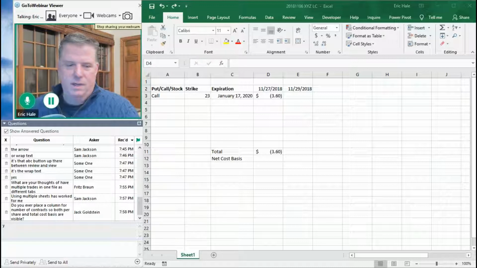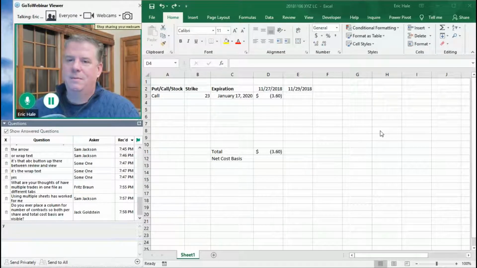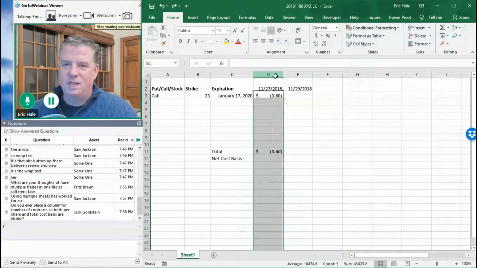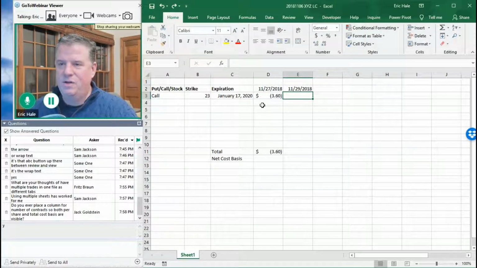Jack, I usually don't. That's one of the things. So Jack says, do I ever place a column for number of contracts? So both per share and columns. I have done that in the past, so then you have two columns for each date, and it just gets a little messy. You could definitely do it. I do make sure that the numbers that I calculate here line up with what's in my portfolio. So I reconcile it that way.